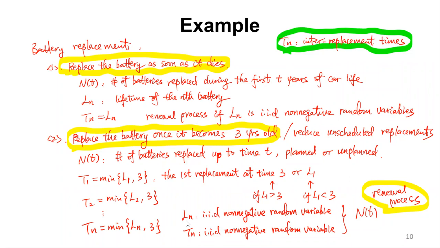Obviously, the lifetime is an IID non-negative random variable. So Tn is the minimum of Ln and 3, so it's also an IID non-negative random variable. So N(t) is also a renewal process. So under both policies, N(t) is a renewal process.